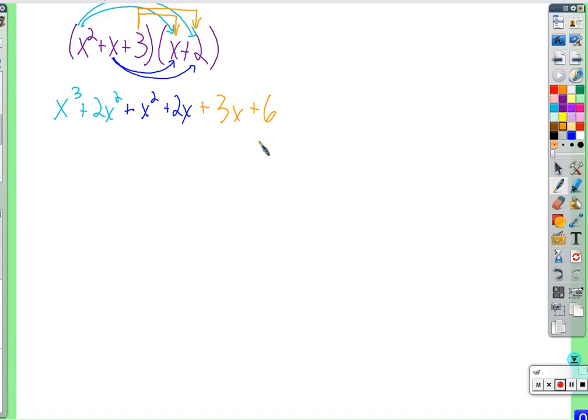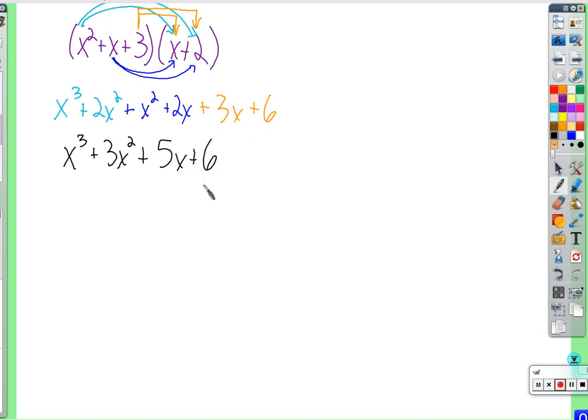Take a look over your work. Does it match up? I bet it probably does. So x cubed, that's the only x cubed. There's no other like terms to collect. It's just x cubed. 2x squared plus x squared, that's 3x squared, not 2x to the 4th or 3x to the 4th or anything like that. Remember, 2x squared plus another x squared is 3x squared. So if you saw that in algebra tiles, you'd have 3x squared. Plus 5 of the x's plus 6.